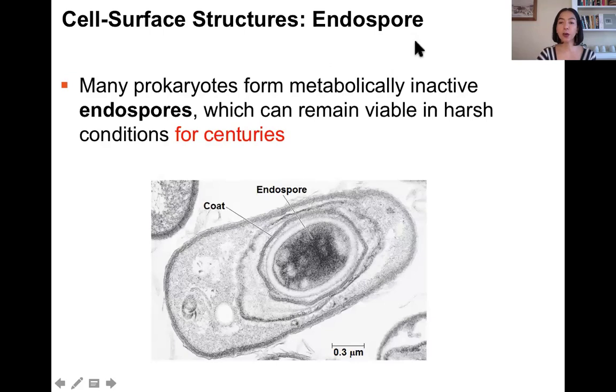Another structure is the endospore. The endospore is formed sometimes by bacteria when they need to become dormant. That means that they're going to reduce the metabolic rate in this species, and they form this endospore. In here you can see the endospore, and they can remain dormant even for centuries. The other thing that is important to consider is that this endospore will allow them to survive higher temperature, lower temperature, or other harsh conditions.